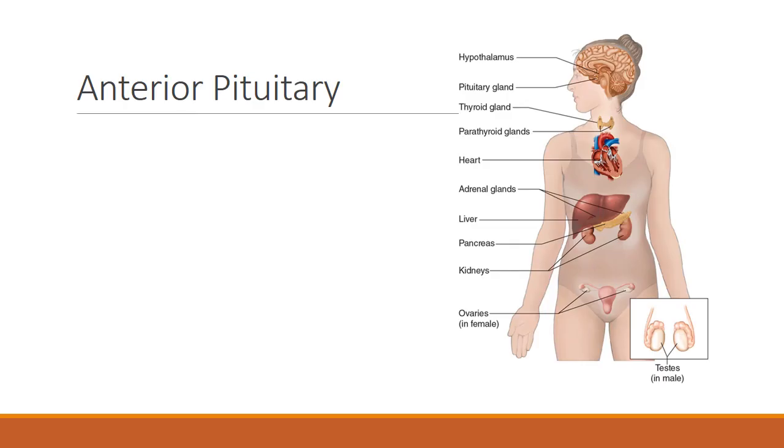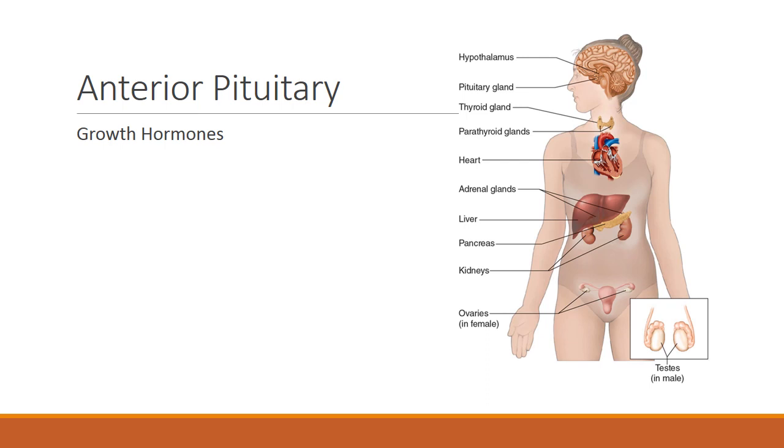Okay, so looking at the anterior pituitary, note where the anterior pituitary is. I'll have this picture on all the individual slides, so take a look at it and reference it, because knowing the anatomy is going to be important. With the anterior pituitary gland, there are multiple hormones here.